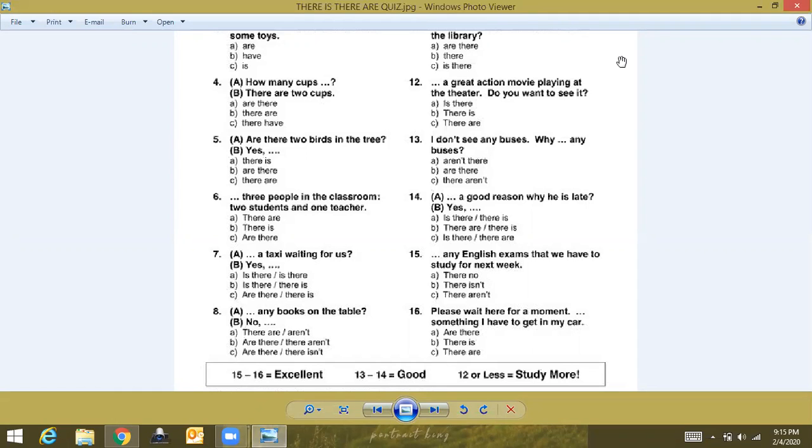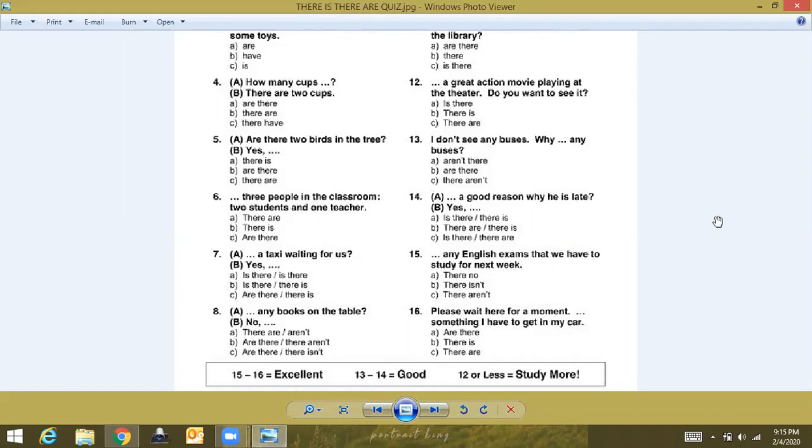Acuérdese que ejercicios de estos le van a aparecer en la plataforma. Entonces, aquí es cuando usted se puede equivocar y preguntar. Volunteer. Is there a good reason why he is late? Yes, there is. Perfect. Is there a good reason why he's late? Yes, there is. Very good. 15.